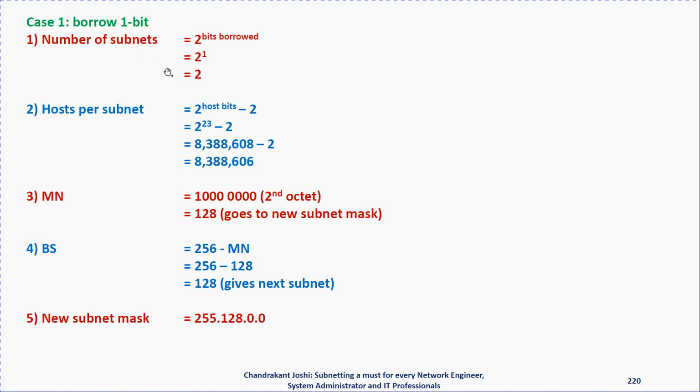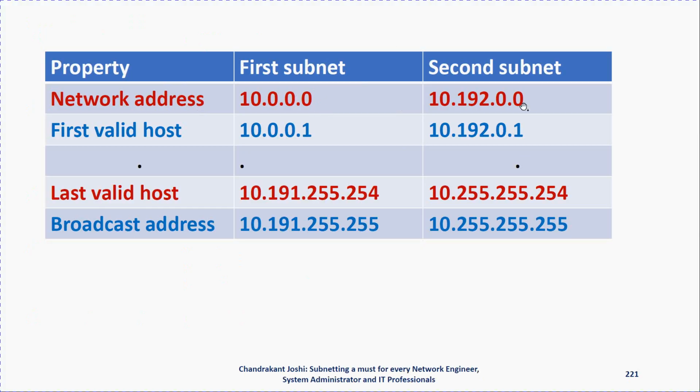Let us see the example of borrowing 1 bit. If we borrow 1 bit, there will be 2 networks, this many hosts per subnet. The magic number we get from this value: 1 bit has been borrowed, so 1 and then remaining zeros, so 128. So we get the block size, which is 256 minus magic number 128. This gives the next subnet, and this is in the second octet. So the new subnet mask will be 255.128.0.0. So there are 2 networks.